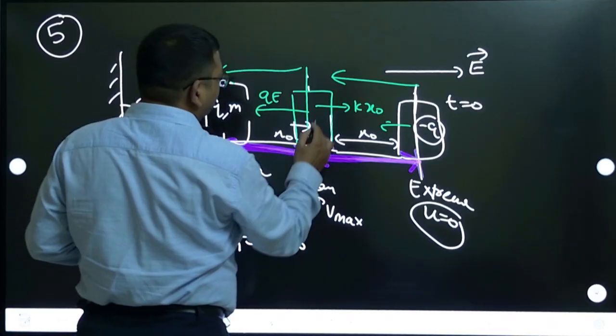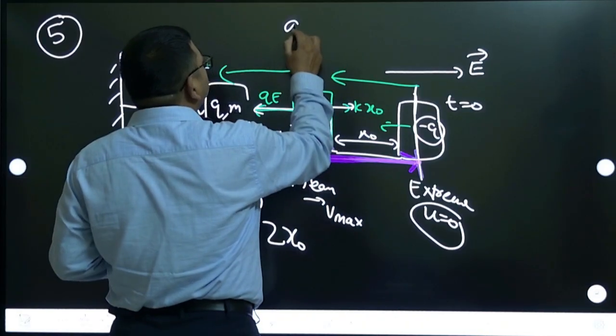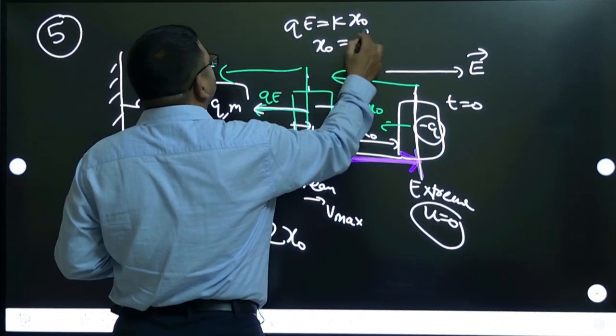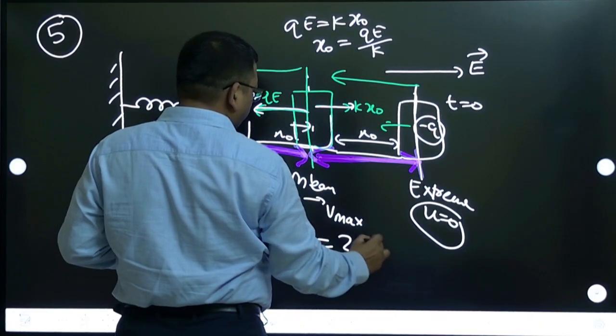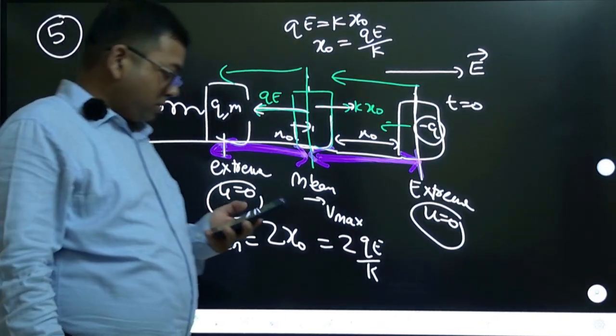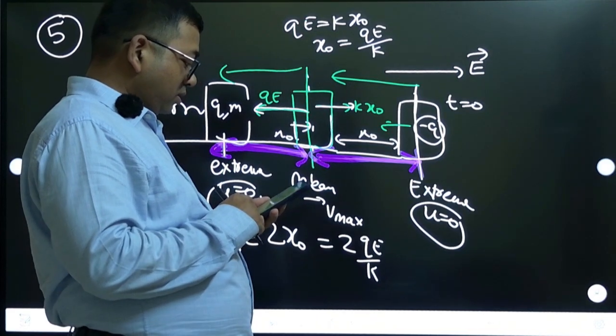And what is x naught? Because it is balancing here, QE and Kx naught become equal. So x naught is QE by K. So that means the maximum compression is 2 QE by K. This is what it is. Okay, so the third option is correct. Okay, let us go to the next question.